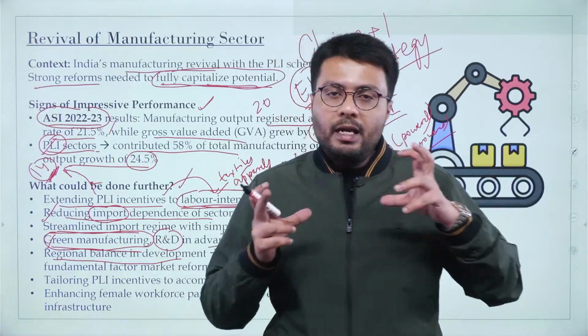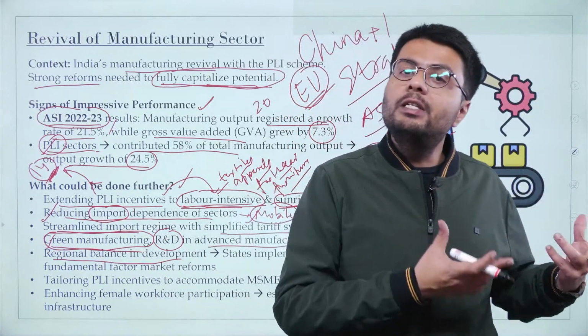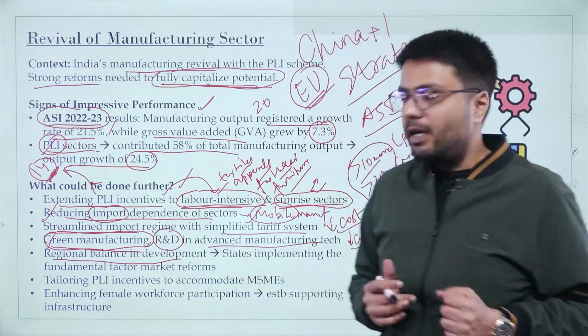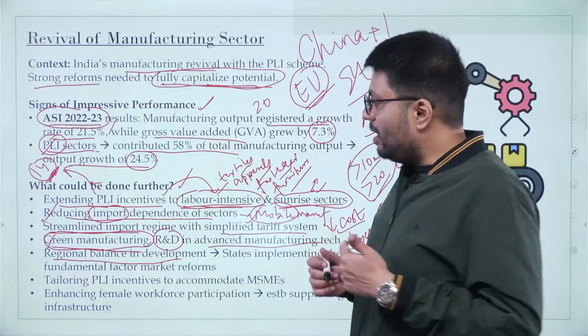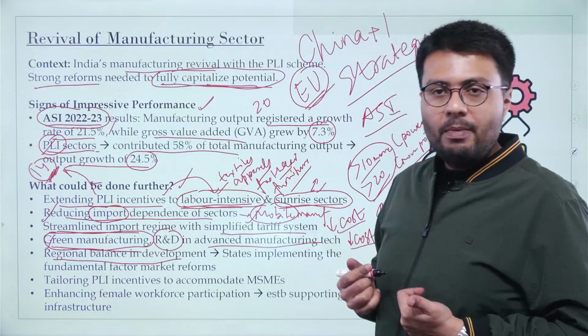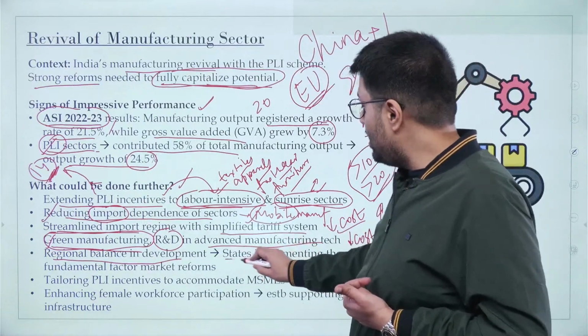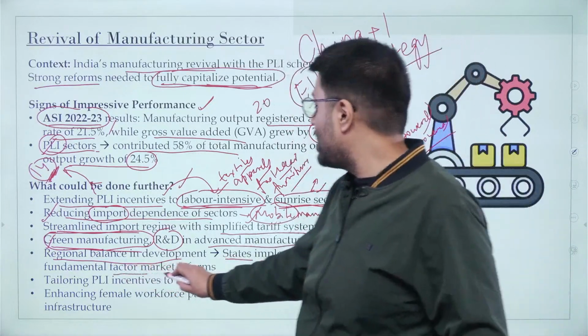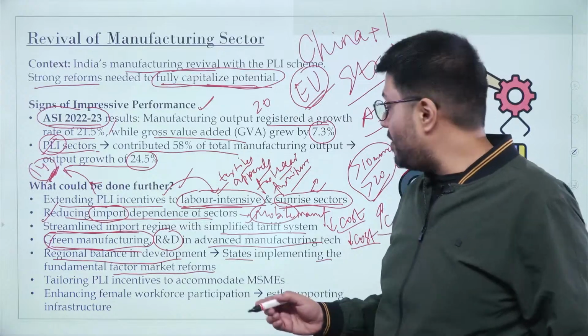Rather, the industries could be set up in their home states, which will do away with the need for urban and rural migration. Now, to undertake regional balance in development, we need the states of the Indian Union to implement what are known as factor market reforms. Now, what are factor market reforms?